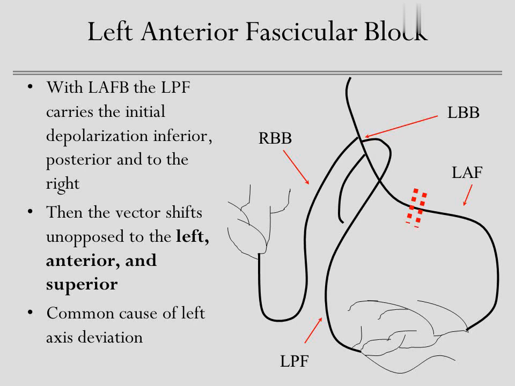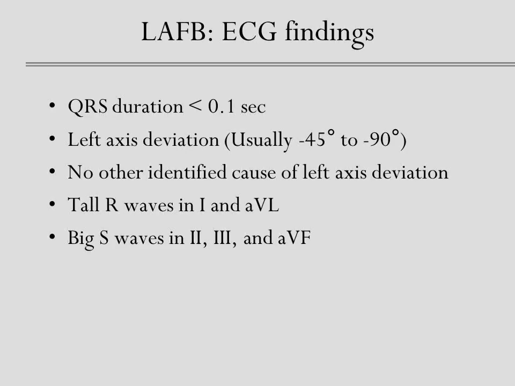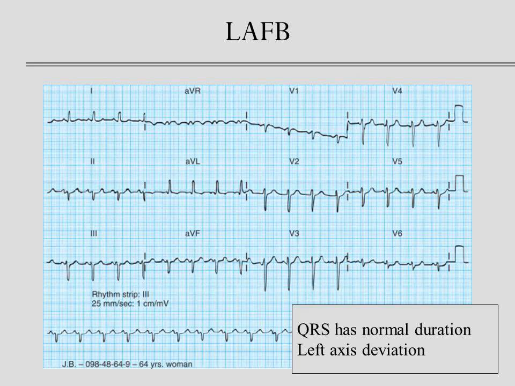LBB, RBB, LAF, LPF. ECG findings in LAF: QRS duration less than 0.1 seconds. Left axis deviation, usually -45 degrees to -90 degrees. No other identified cause of left axis deviation. Tall R waves in I and aVL. Big S waves in II, III, and aVF. LAF: QRS has normal duration.